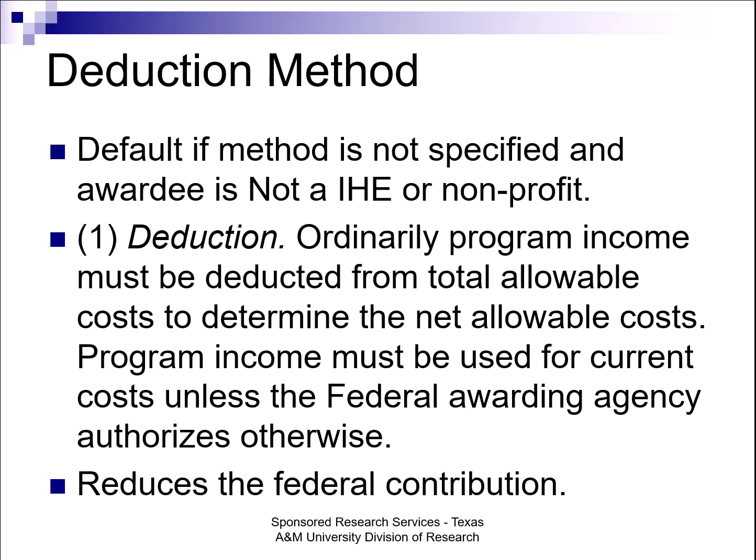Under the deduction method, ordinarily program income must be deducted from total allowable cost to determine the net allowable cost. Program income must be used for current costs unless a federal awarding agency authorizes otherwise. Program income under the deduction method reduces the federal contribution.